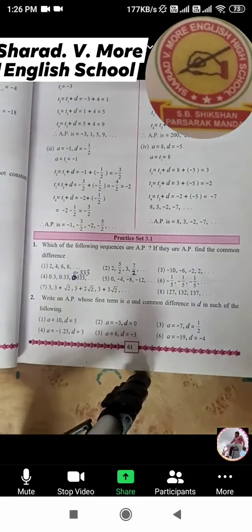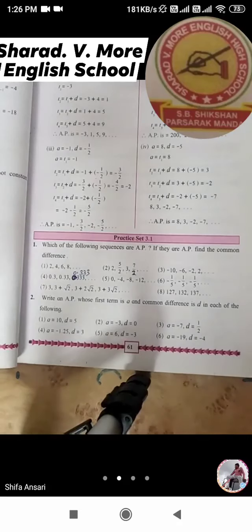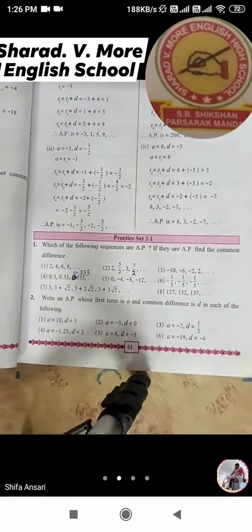Now, yes, we have to start question number 2 of practice set 3.1. The question is: write an AP whose first term is a and common difference is d in each of the following. So what is given over here? The value of a and the value of d. So here we have to find out the AP.